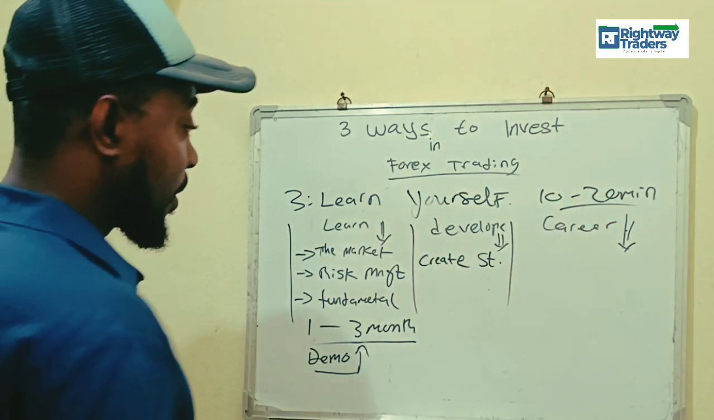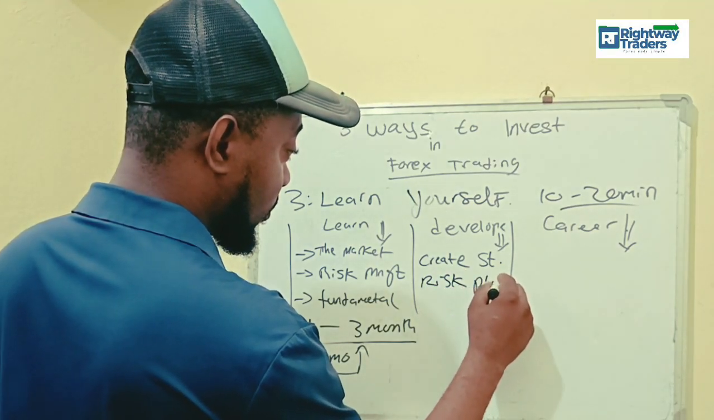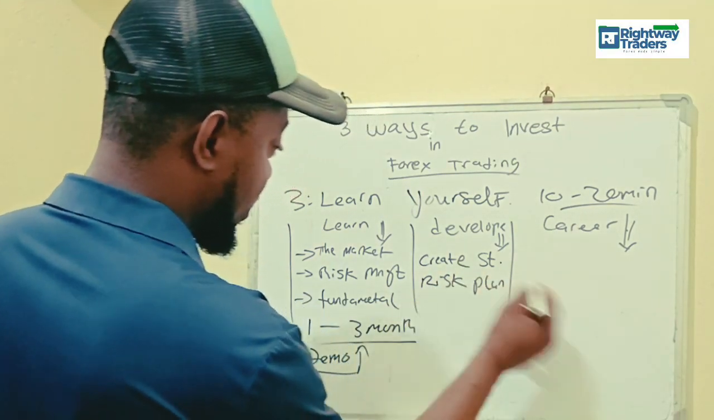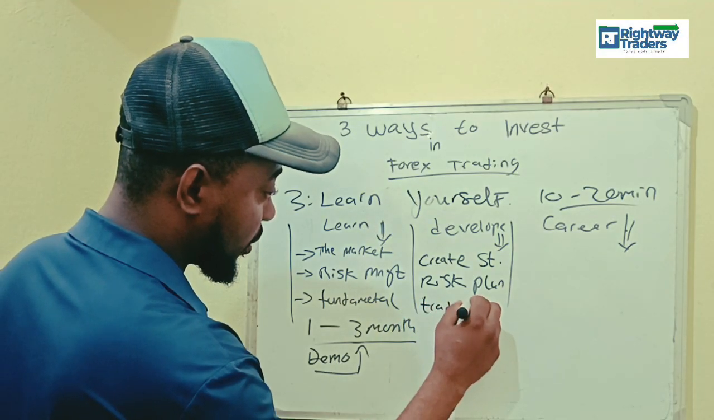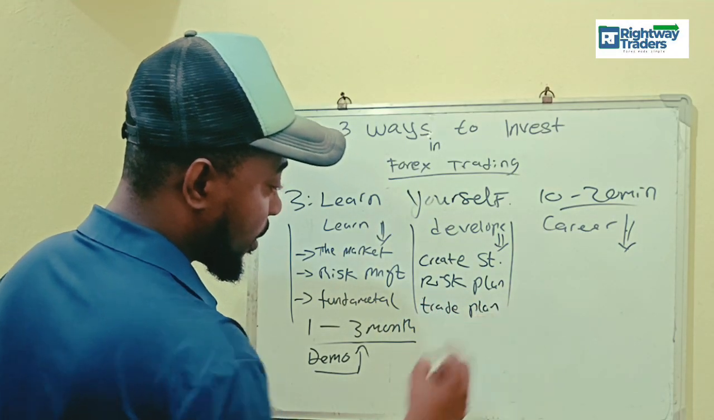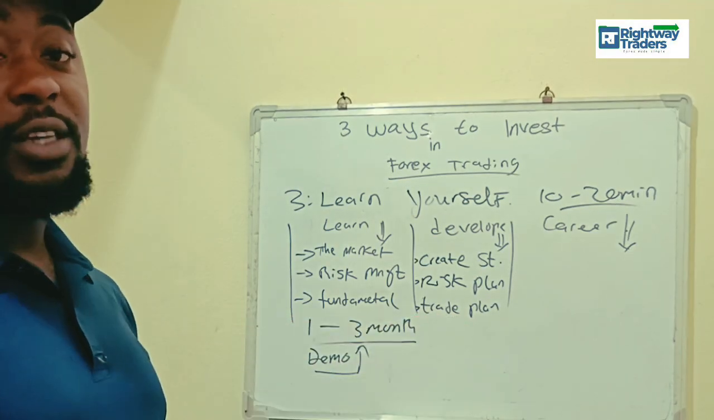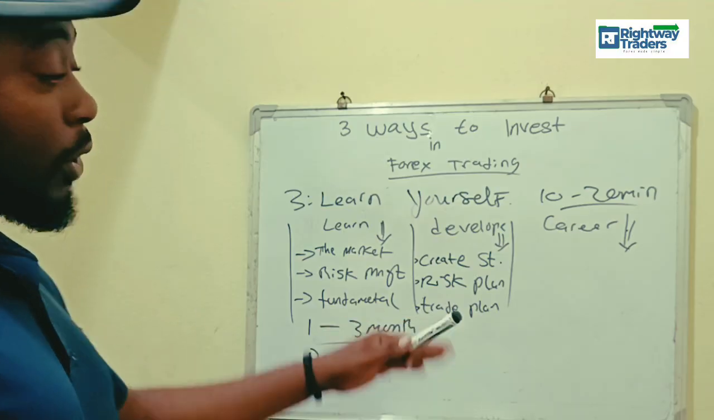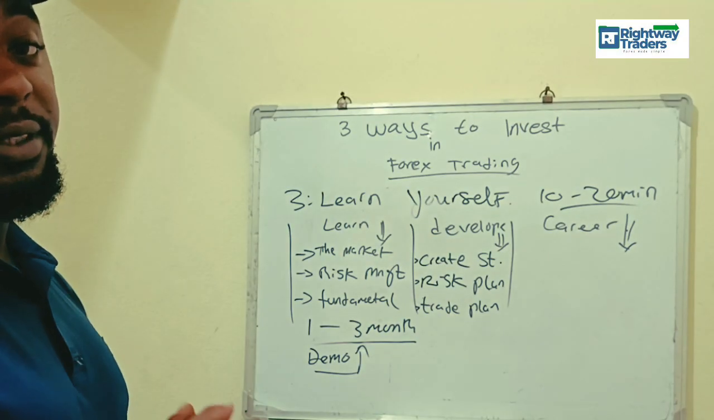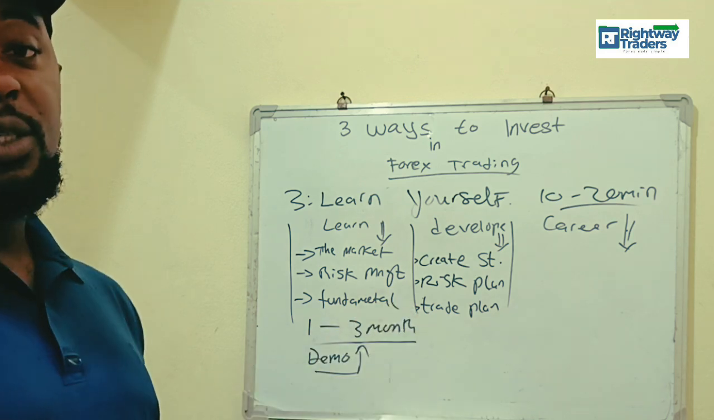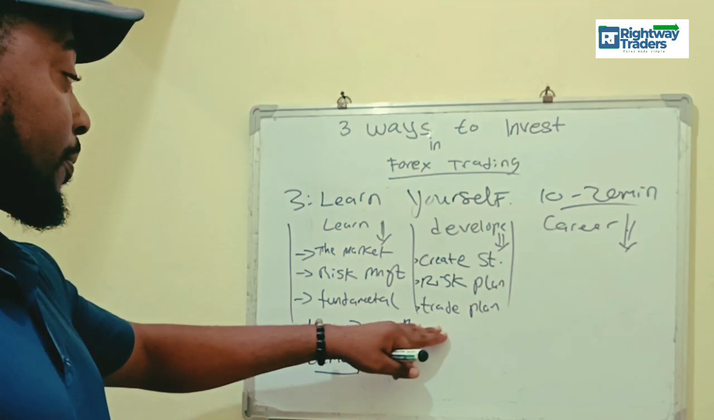Create a strategy for it. Then create a risk management plan for it. Strategy, risk management plan. In total, you create the trade plan, which is going to be your routine. This trade plan is going to tell you when you are supposed to trade, what products you are supposed to be trading, how much you are supposed to be risking in each trade you are going to take, how many trades you are supposed to take in a day, in a week, in a month. All of this falls under a trading plan.